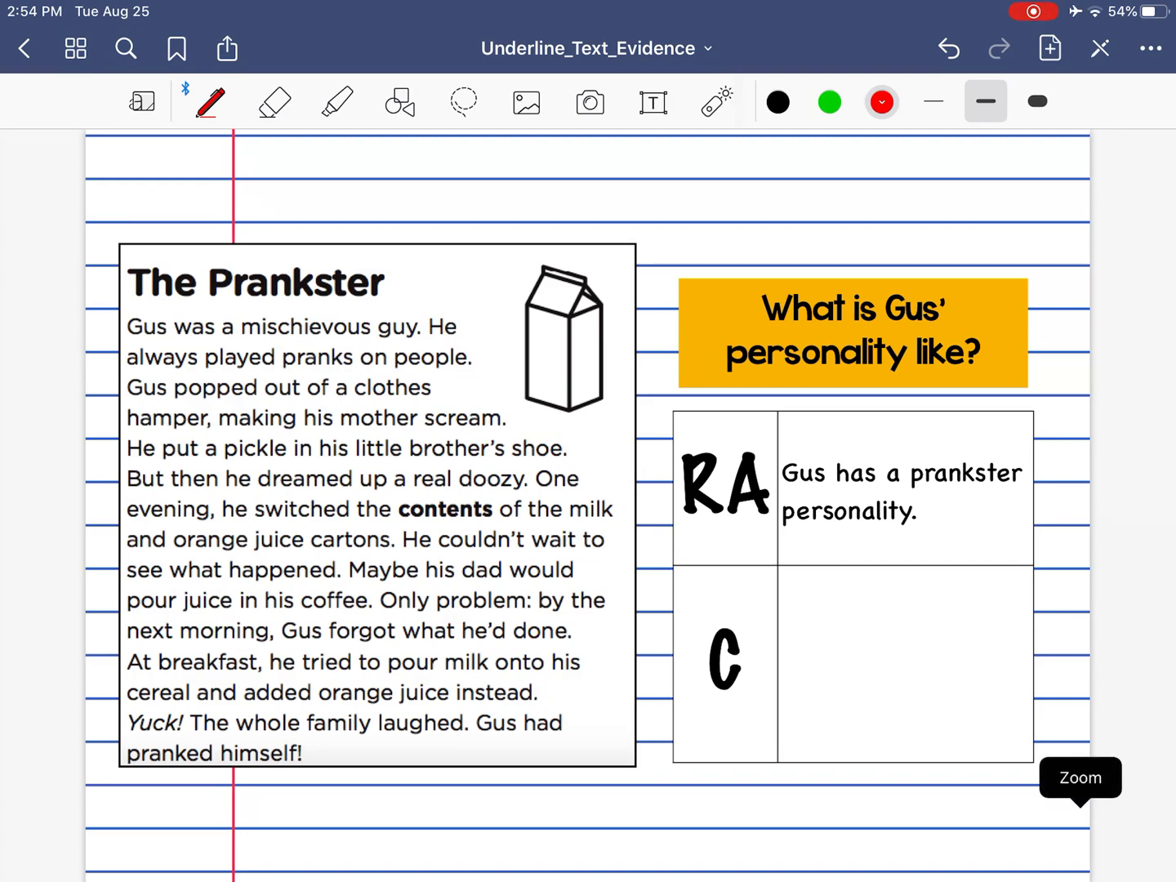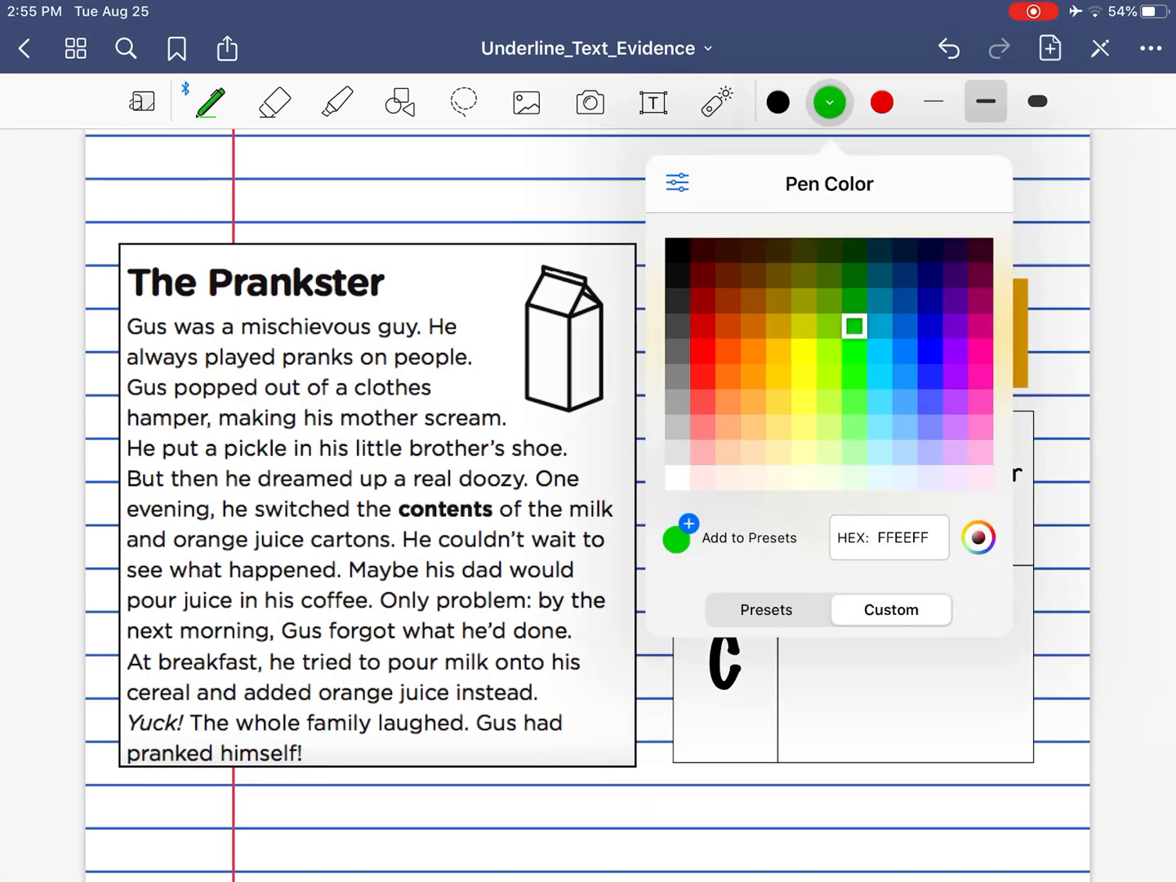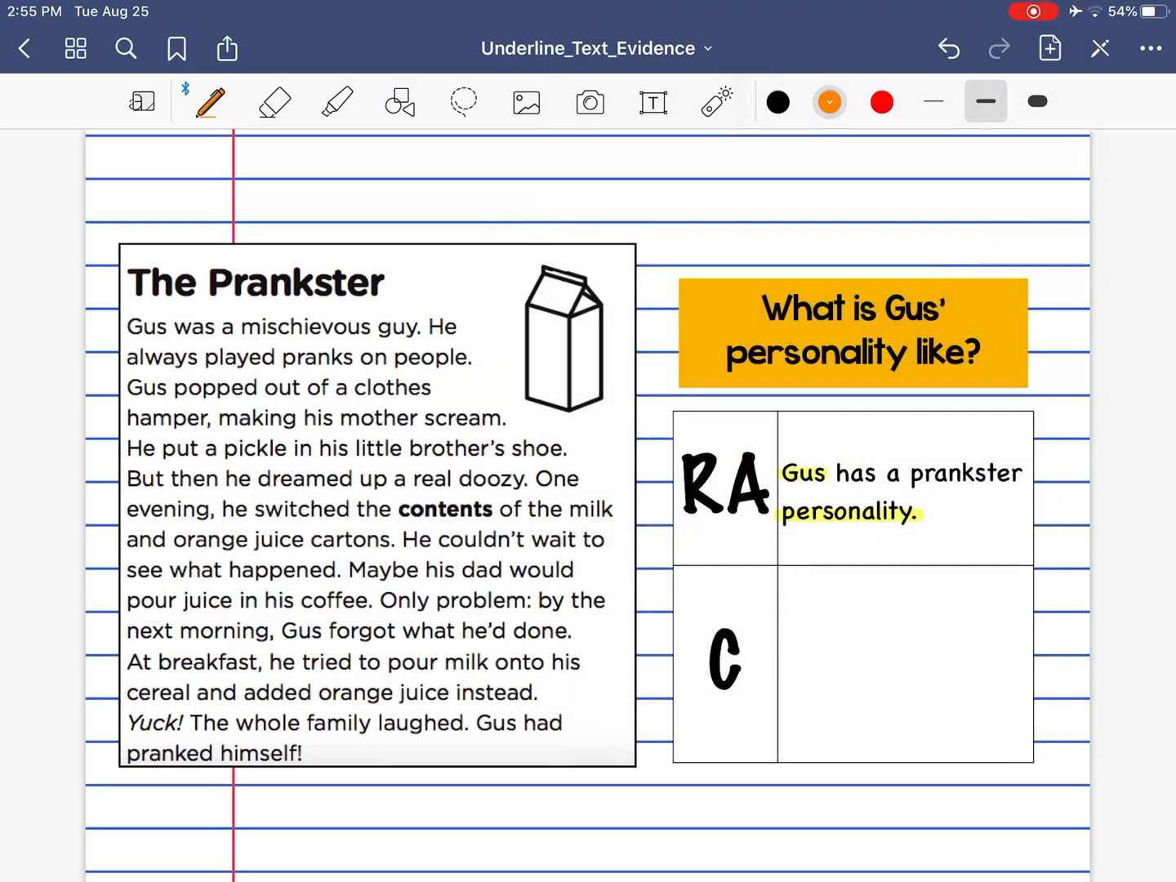And I've got my R and A that I told you on the last slide. Gus has a prankster personality. Okay, I restated my question in that answer. I used some of those words. Gus has a prankster personality, right? Gus's personality. So it's a complete thought. It has to be a complete thought. That's so very important. So where was my text evidence for that? Do you remember?